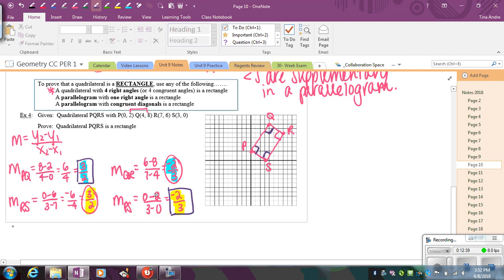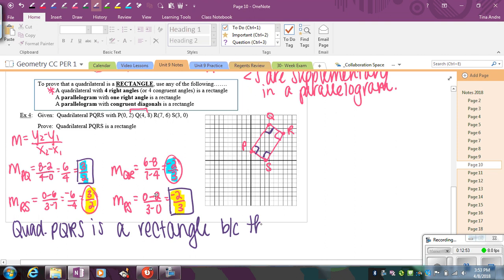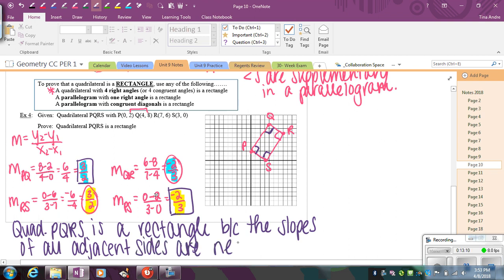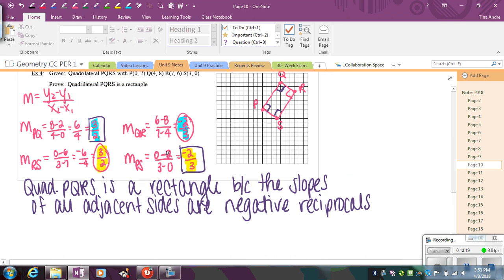So my conclusion here, I can say quad PQRS is a rectangle because the slopes of all adjacent, or consecutive, if you'd rather say that, sides are negative reciprocals, making 4 right angles.